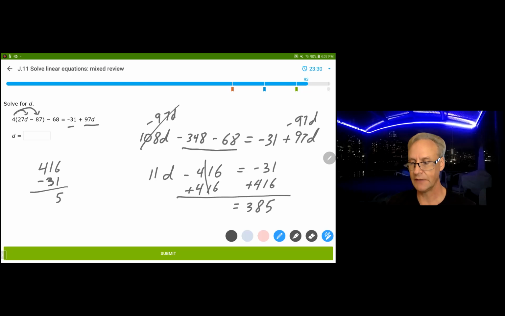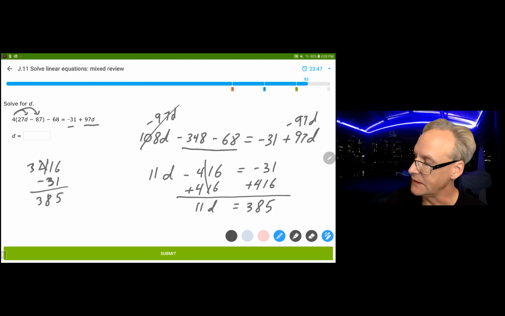That's going to be a 5, and 3 from 11 gives you the 8. And we borrowed 1, and that gets our 385. And we have 11d is equal to 385. And when you divide by 11, you get 35. So d equals 35.